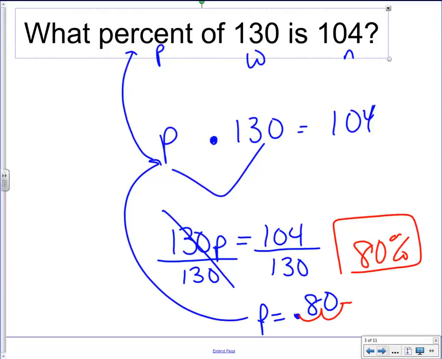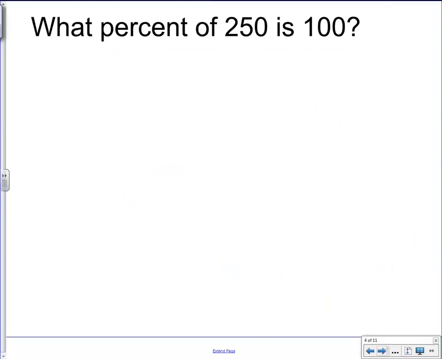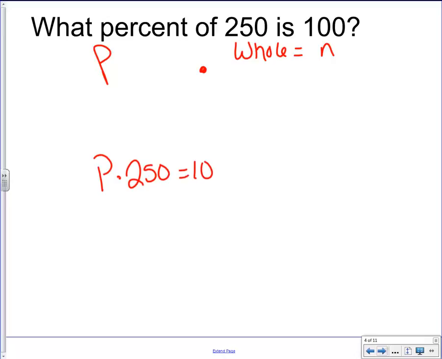Okay, let's try another one. What percent, something I don't know, of means multiply, 250 is my whole, is my equal sign, and N is my 100. So if I plug all this in, this is the equation of the problem that I have to solve.